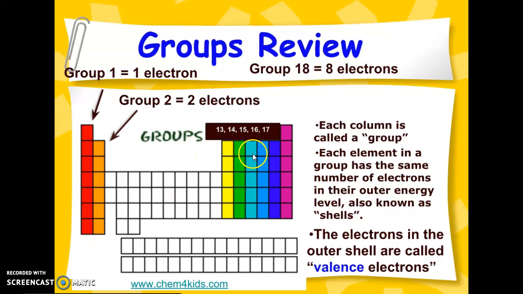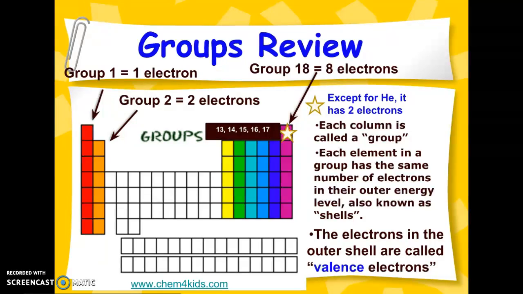When you get to the double-digit numbers, you'll look at the last digit. So, for example, group 18 is going to have 8 electrons. Group 17 will have 7 valence electrons. 16 will have 6 valence electrons. Of course, there is an exception. That exception is helium, right at the top of group 18. It only has 2 electrons because, remember, the first energy level can only hold 2 electrons.